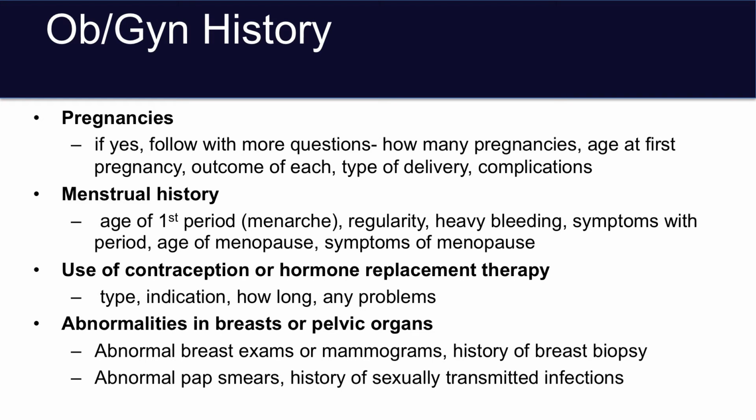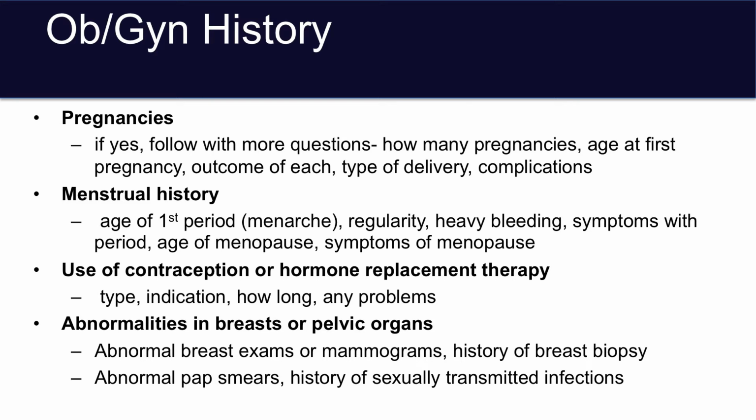The OBGYN history should be asked of all females. Usually start by asking about pregnancies. If the patient said yes, they're pregnant, you want to know about how many pregnancies they've had, what were the outcomes of those pregnancies, the age when they first became pregnant, the type of delivery they had, and any complications with pregnancy or delivery.